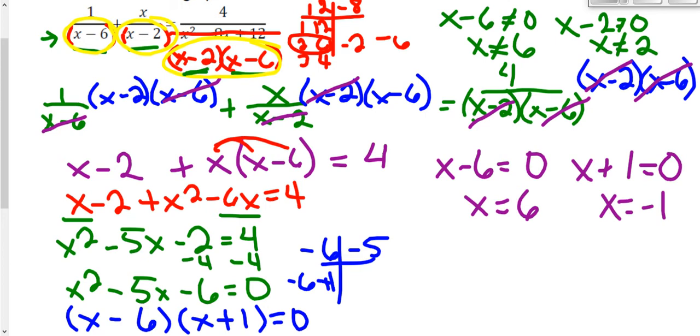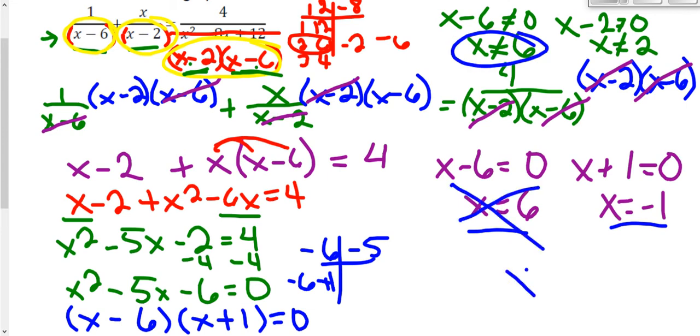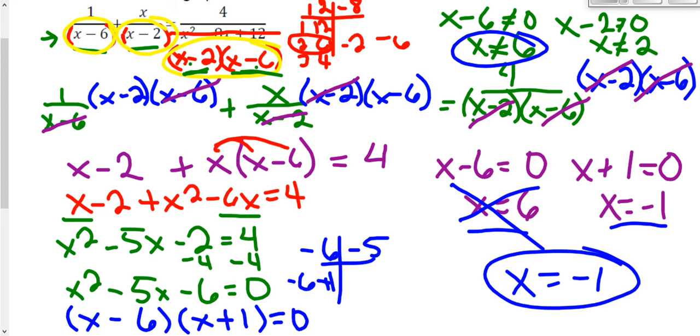So if I get either one of these numbers, I'm not allowed to use it. I'm not going to do it for these guys because we've already done that. X minus 2, I can't use 2. X minus 6, I can't use 6. So the two answers that I got were 6 and negative 1, but I'm not allowed to use 6, so that's not a viable answer, which means x equals negative 1 is the only solution that I have to this problem, and x equals 6 is called extraneous.